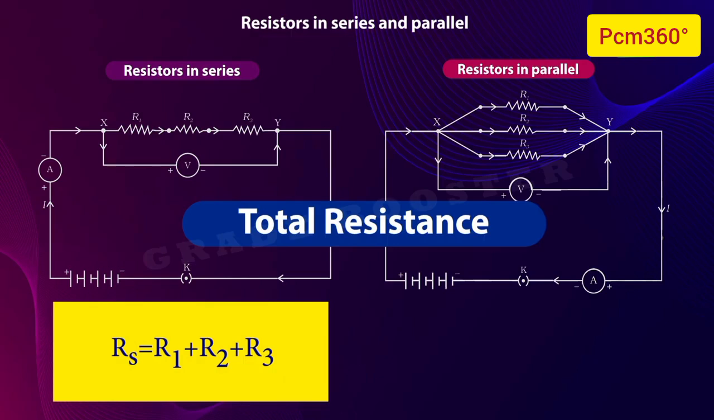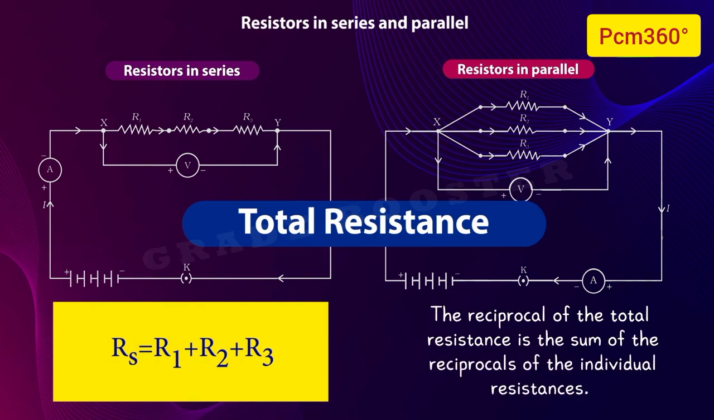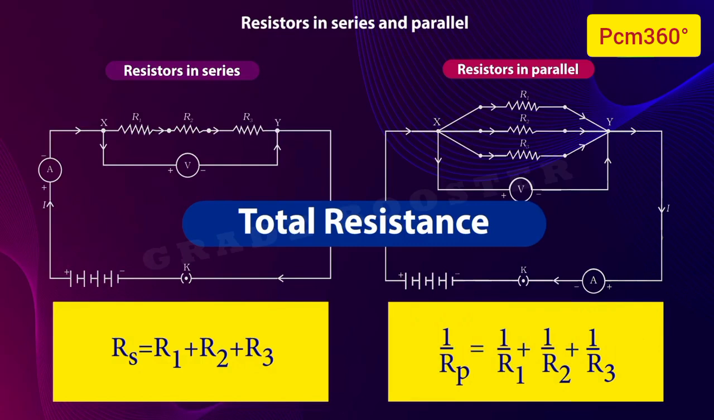In parallel, the reciprocal of the total resistance is the sum of the reciprocals of the individual resistances. 1/Rp = 1/R1 + 1/R2 + 1/R3. The total resistance decreases as more resistors are added in parallel.